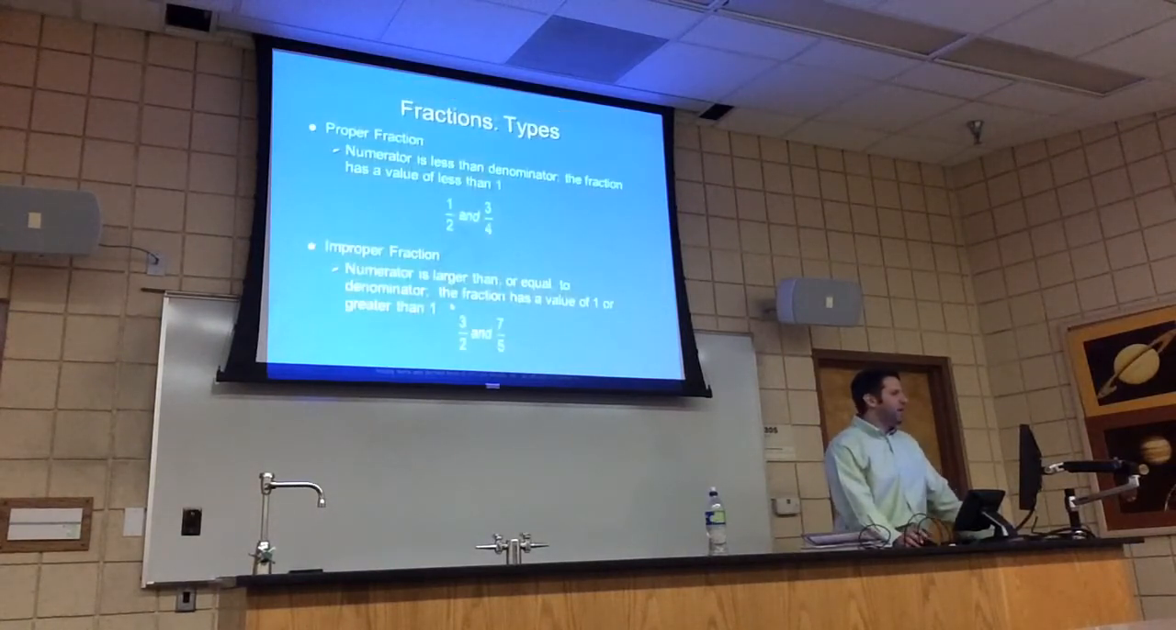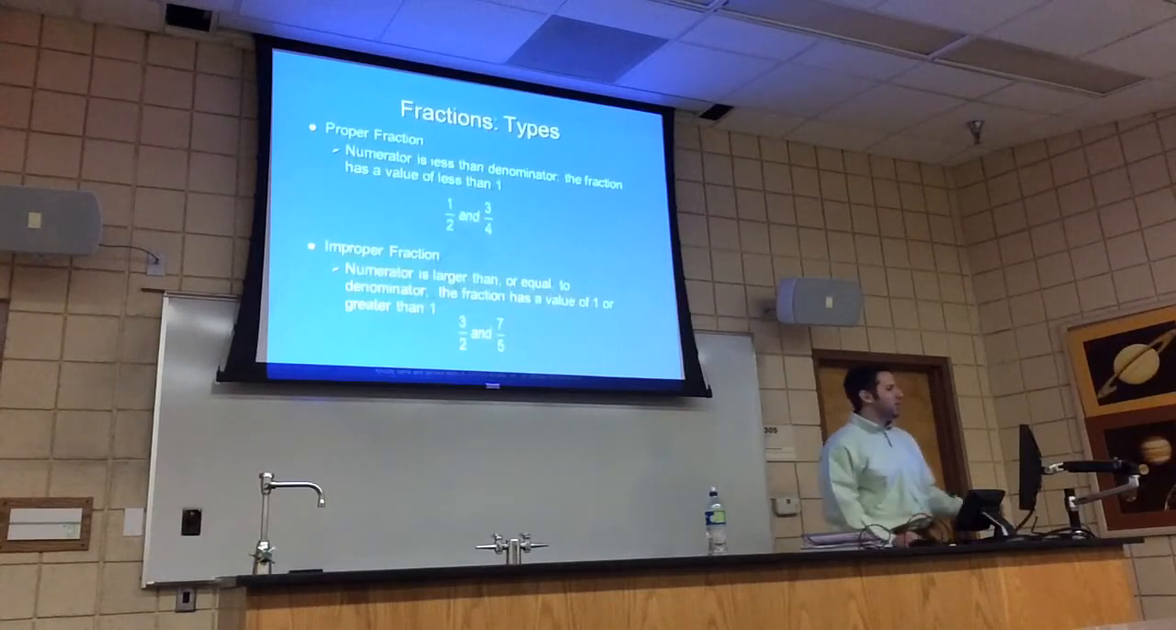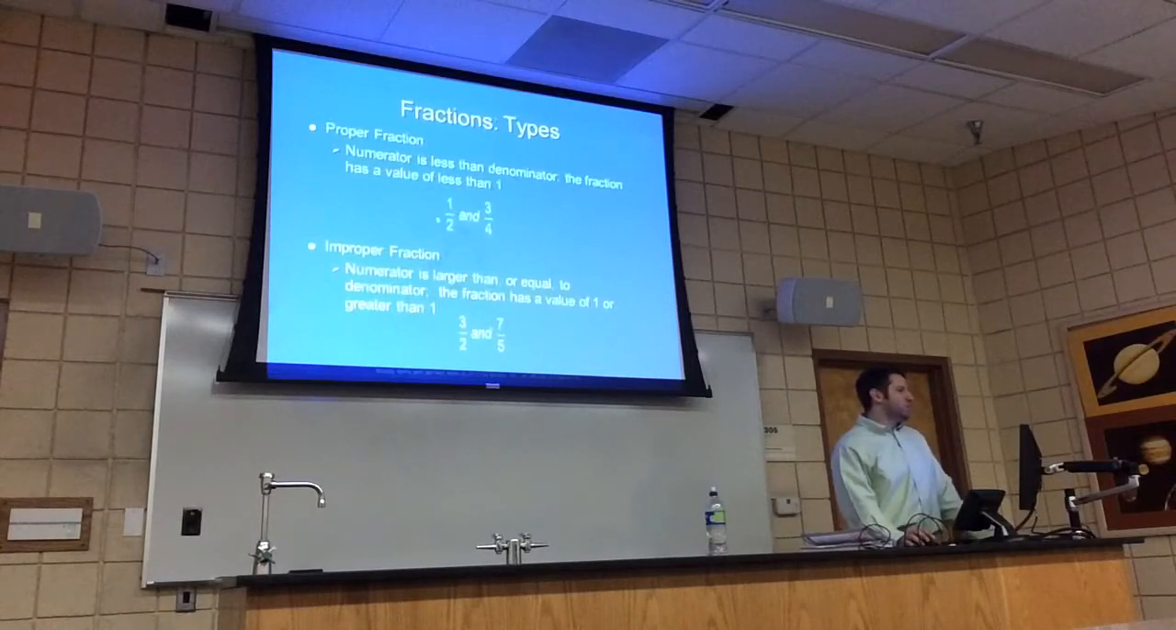So, proper fraction, let's talk about fraction types. Numerator is less than the denominator, and the fraction has a value of less than 1, okay? So 1/2 and 3/4, okay? Those are both proper fractions. Numerator has a number that is less than the denominator, and this is less than 1. 1/2 is less than 1, right? 3/4 is still less than 1.